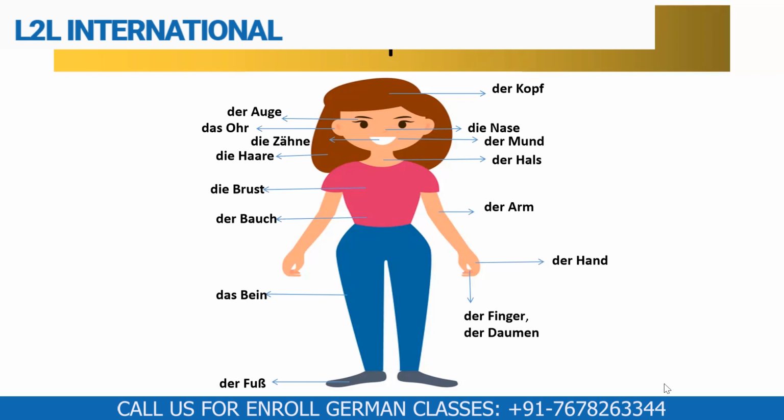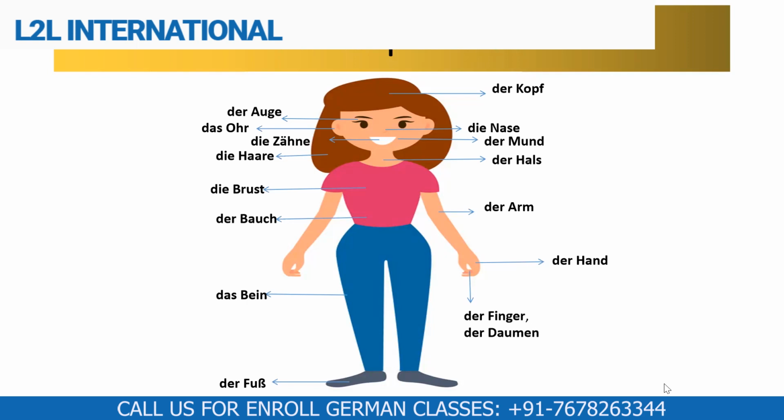Das Auge, it means eye. Das Ohr, it means ear. Die Nase, it means nose. Nase, not nase. Die Nase means nose. Der Mund means mouth. Der Arm is the arm, normal English arm. Die Brust means the breast. Der Bauch means the stomach.